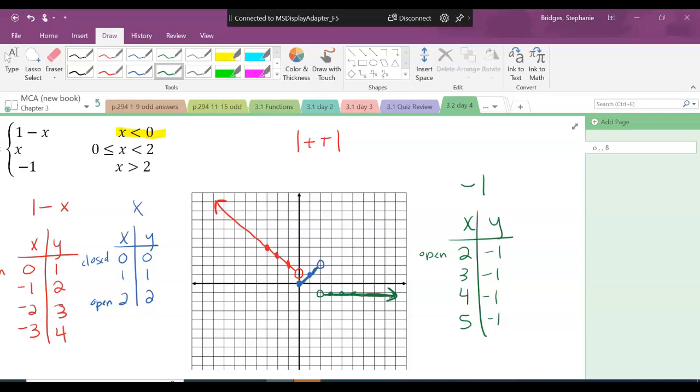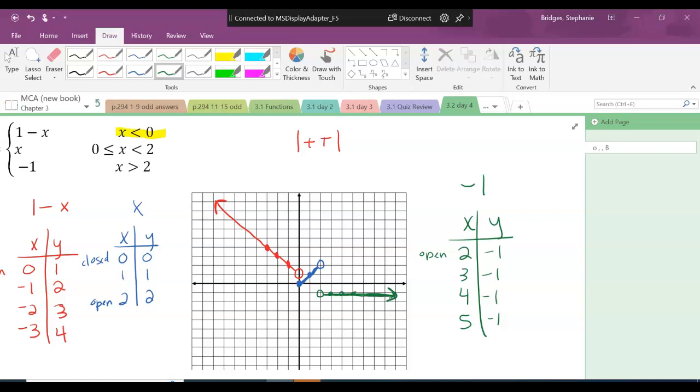And then I'm going to go until I see a hole. Well, we have a hole in the red graph, right? But does that blue one cover that hole? It does. Okay, so I'm consistent up until where do I have a hole at both? What number is that? 2. So it's going to go from negative infinity all the way to 2. And then it picks right back up and it goes from 2 to positive infinity.